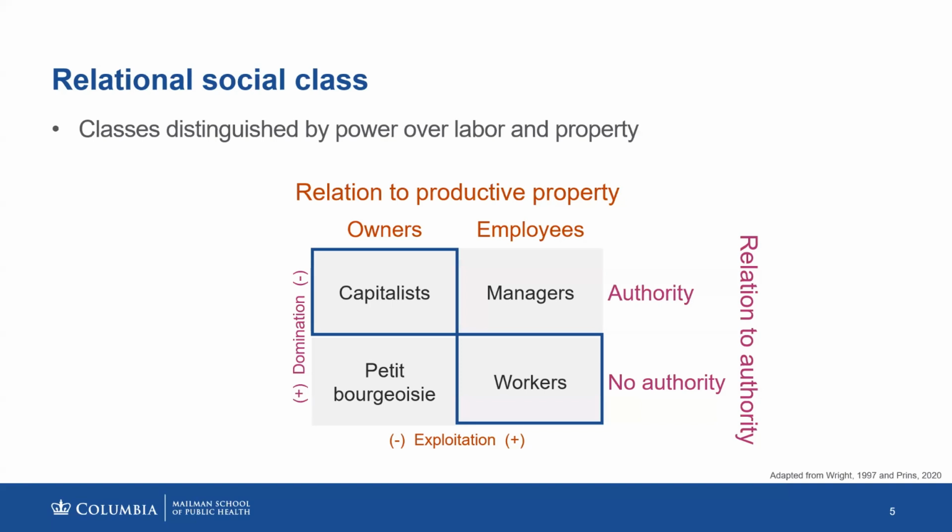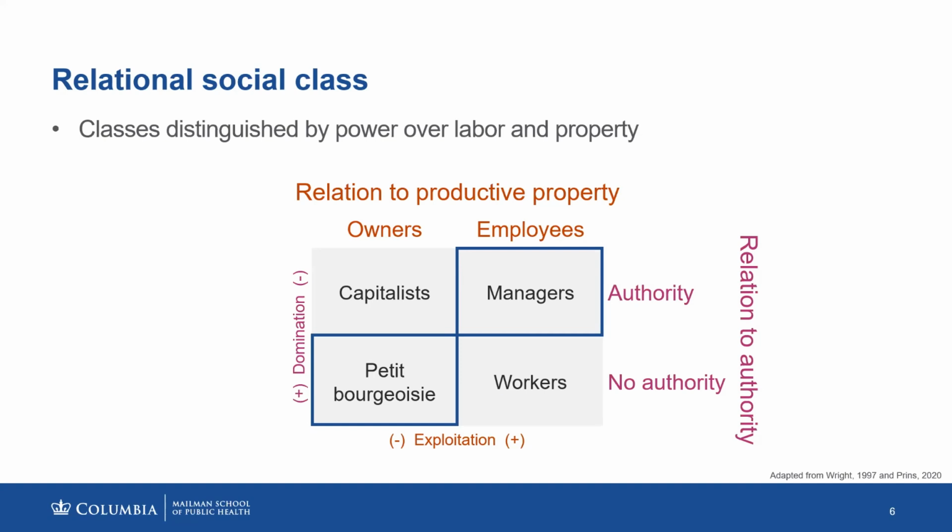Under the theory, mechanisms of exploitation and domination link capitalists and workers. Indeed, through exploitation, capitalists appropriate the fruits of workers' labor, and through domination, capitalists exert control over workers' labor activities. In modern societies, however, substantial segments of the workforce occupy contradictory locations between workers and capitalists.